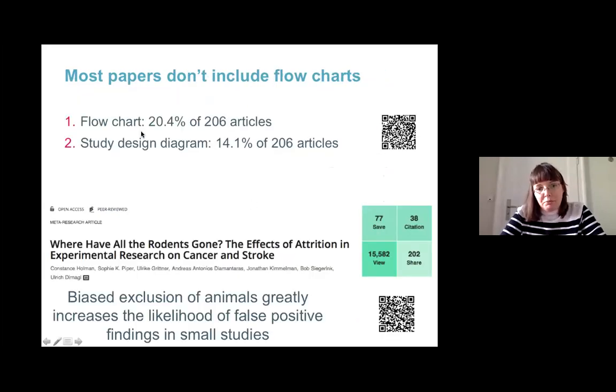And we found in our own meta-research that only about 1/5 of studies had a flowchart. 14% had a study design diagram, which illustrates the design of the study, but doesn't give information about the number of exclusions or reasons for exclusion, which again is essential for estimating the risk of bias. And so we know from this meta-research paper, looking at the effect of attrition in experimental research on cancer or stroke, that biased exclusion of animals greatly increases the likelihood of false positive findings in small studies.